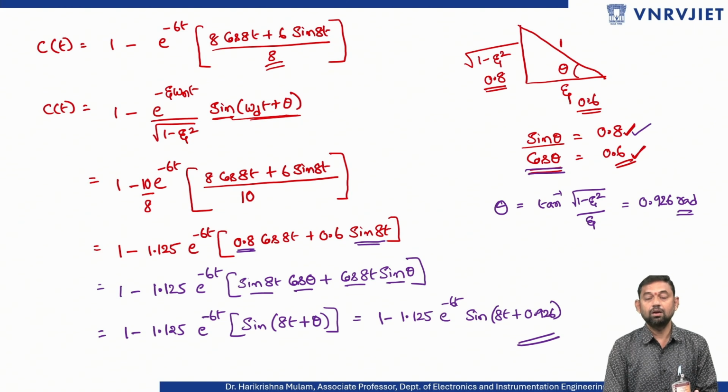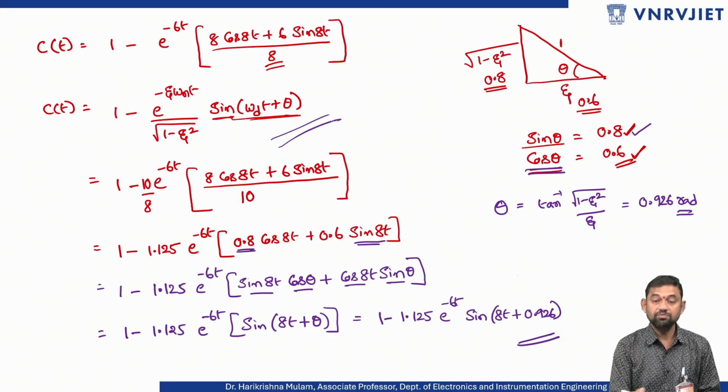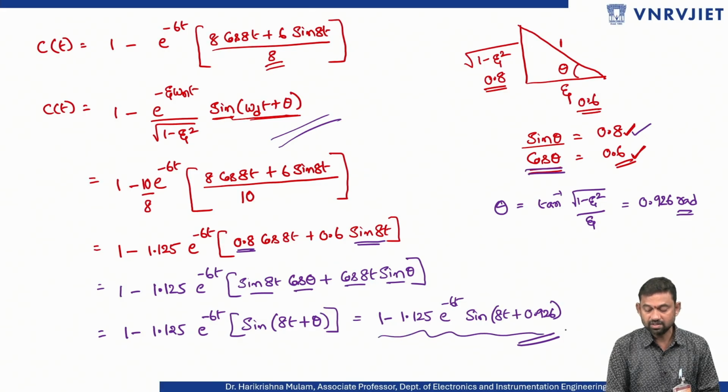So this is how you need to find the response of the system if the problem is given as a long answer question. If it is given as a short answer question for 3 marks or 4 marks, maybe you can use this direct formula, and if you know zeta and omega n, you can substitute those values here and get the same expression for the response of the system.